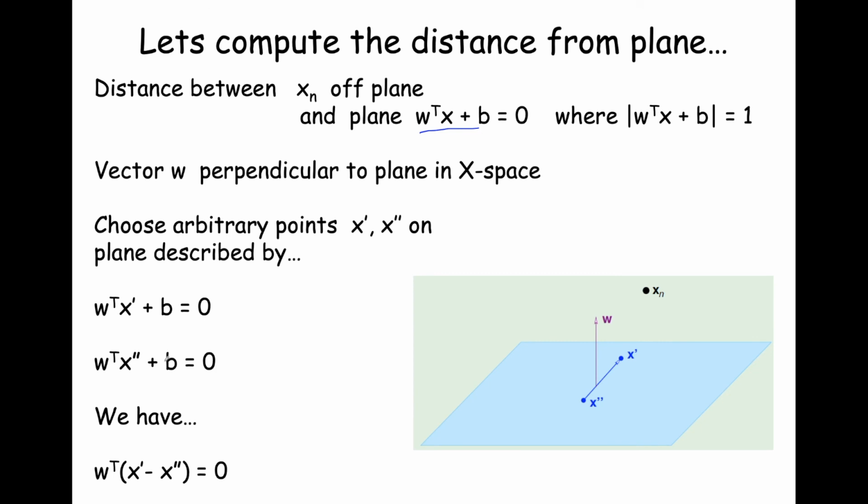Okay, so let's choose 2 points. We're going to call the first one x prime and the second one x double prime.